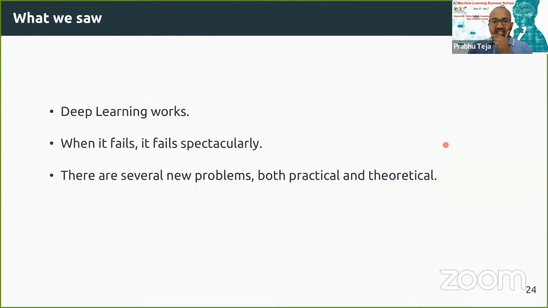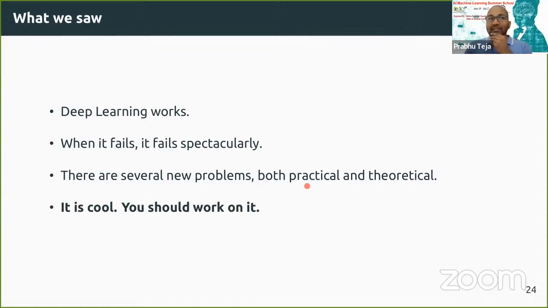So this was basically the points I wanted to make to you in terms of a high level overview of what deep learning is. In a nutshell, deep learning works, but when it fails, it fails spectacularly and for reasons we don't fully understand. This is very important when we want to deploy these models in safety critical applications. For example, you don't want a car to fail spectacularly. You wouldn't buy a car if I told you that if you put it in fourth gear and press the brake and accelerator at the same time, the car blows up. But deep learning fails spectacularly and we don't know why. There are several new problems that it has brought to the fore, both theoretical and practical.